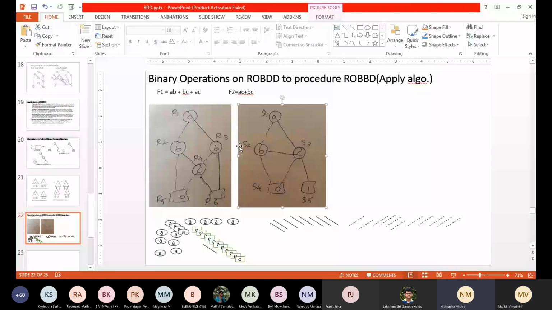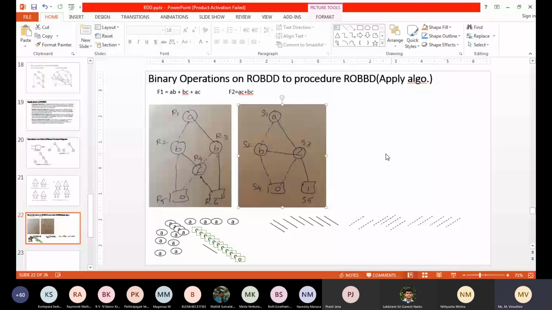Who's that? Nityasa Mishra. Nityasa. Students.